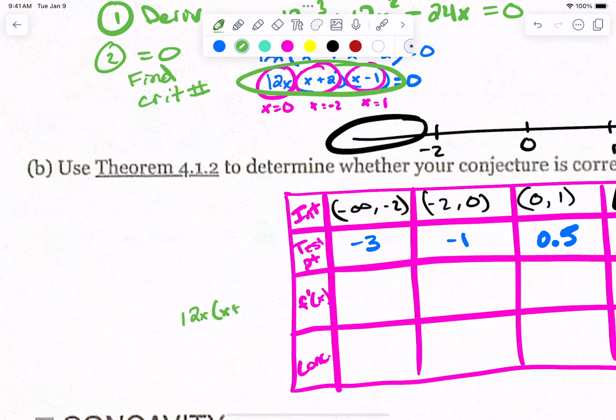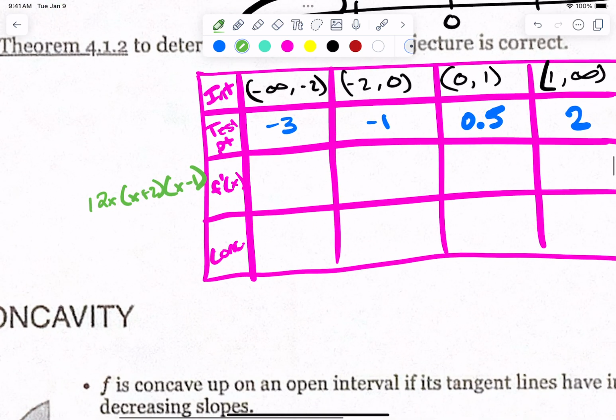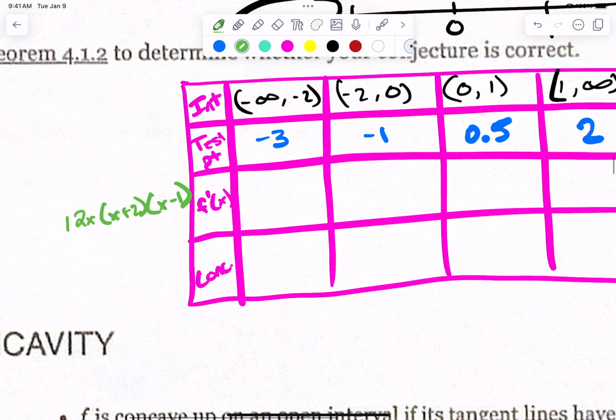12x times x plus 2 times x minus 1. Okay, I'm going to show you how this is easier to cheat. That's my second derivative, but factored down. We're going to plug numbers into that. How are we cheating? We don't care what the number is, true? We only care whether it's positive or negative, okay?